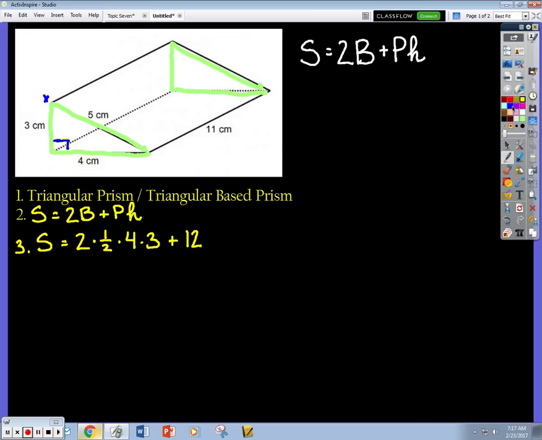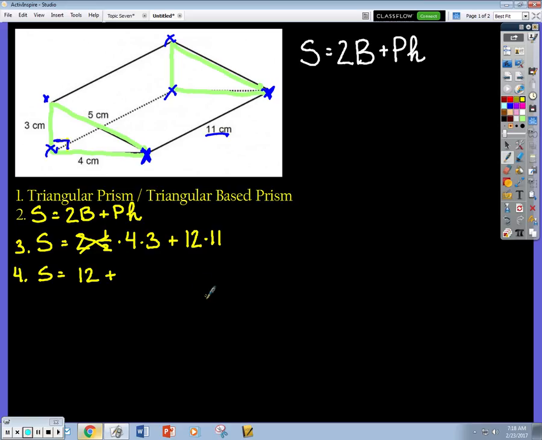Now recall, the height is the distance from one base, which is down here, to the other base, which is right here. Or we could go from here to here, would be between the two bases, or here to here. Now they give us this number 11. That is the height of the prism. So now we have times 11. First thing you should notice here is that 1/2 times 2, these just cancel each other out, and they leave you with 1. So now I have surface area equals 4 times 3 is 12, plus 12 times 11.